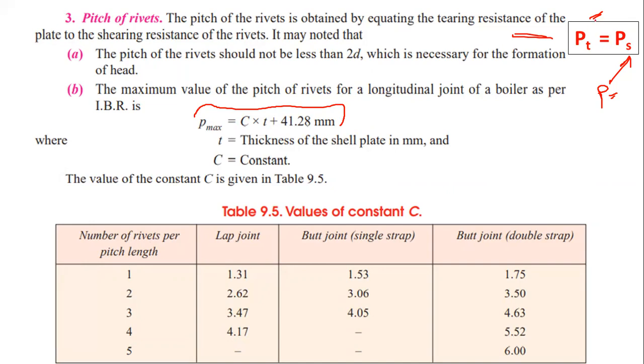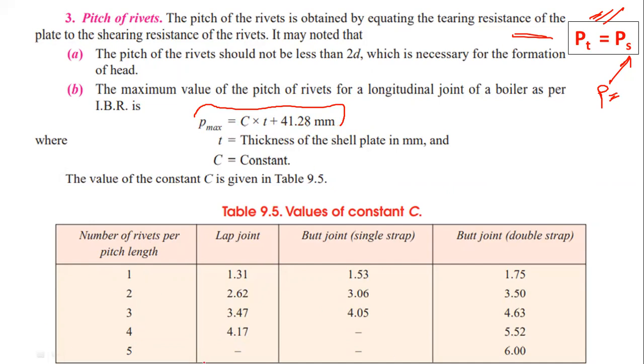From this relation, first you have to find out a suitable pitch, P. After that, you have to check the maximum pitch. P max equals C into t plus 41.28 mm. Here capital C is the constant.